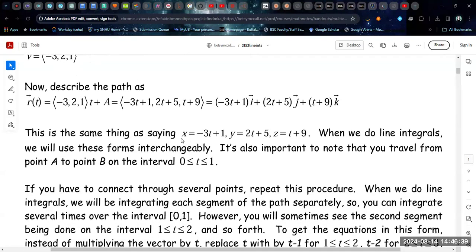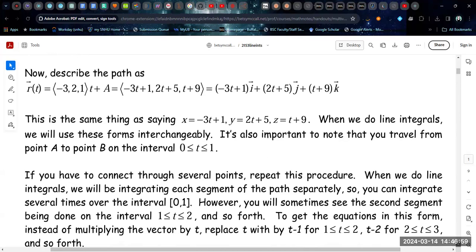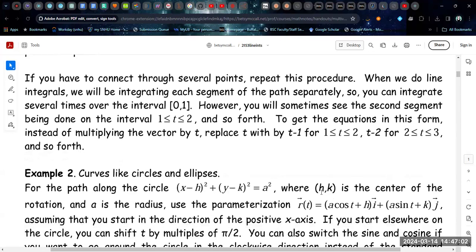Now, this would be the same thing as saying this in parametric form, but typically when we do line integrals, these are completely interchangeable. And again, the whole advantage of this is that now we can go from point A to point B on the interval 0 to 1. Now, if you have to connect through several points, because there will be some problems where you have to go from point to point to point to point, you would just have to repeat this process for each consecutive pair of points.